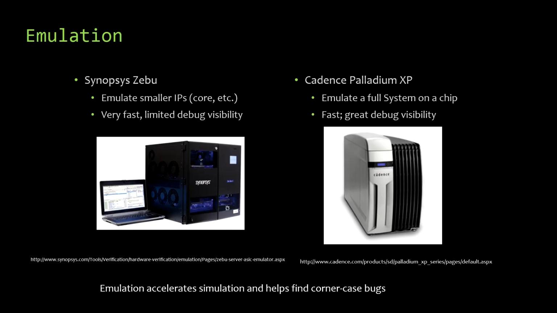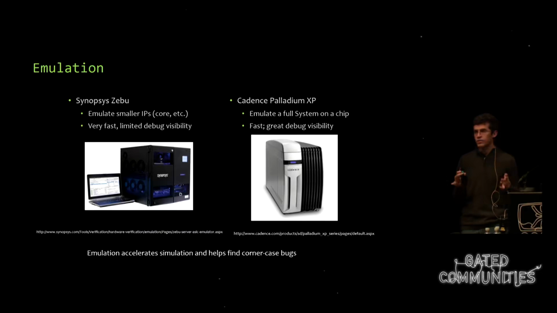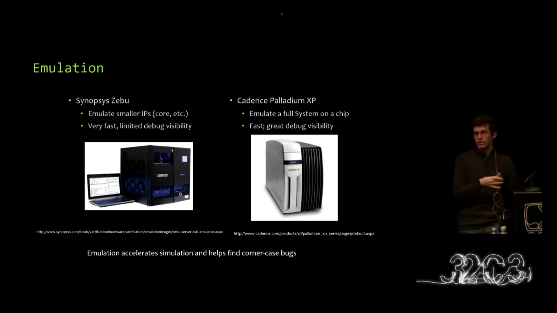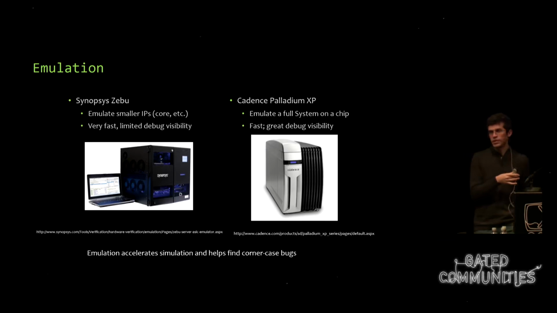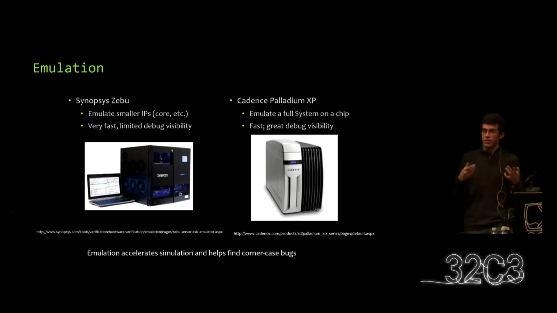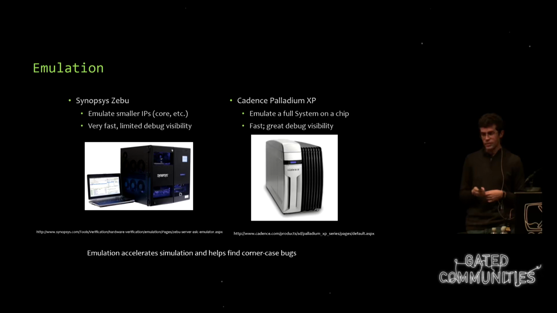One of these boxes is going to set you back probably close to $1 million. But they can run at around 1 to 1.5 megahertz. So it's still 2,000 to 3,000 times slower than the real silicon, but it's 1 million times faster than simulation. So they're very useful, but they're costly as well.